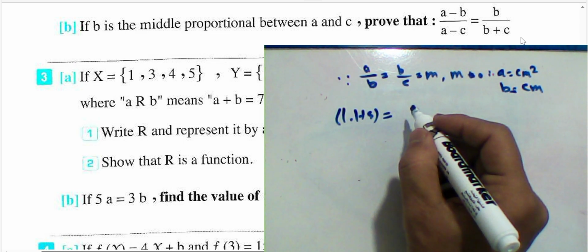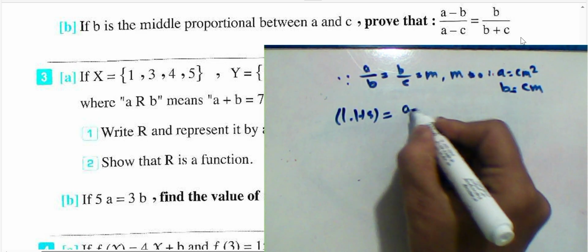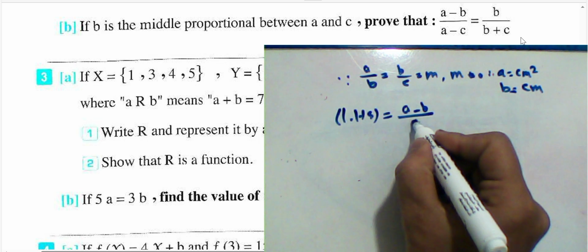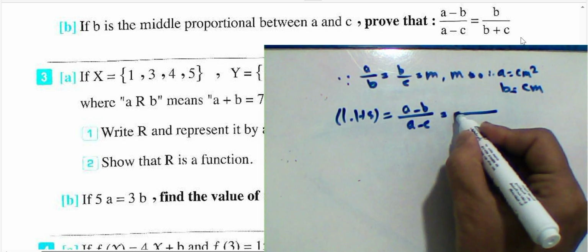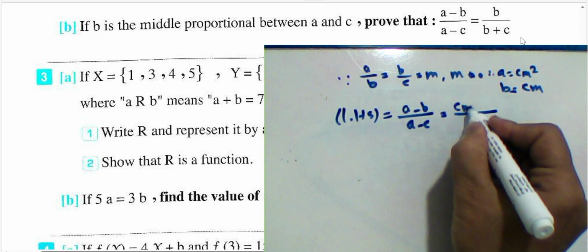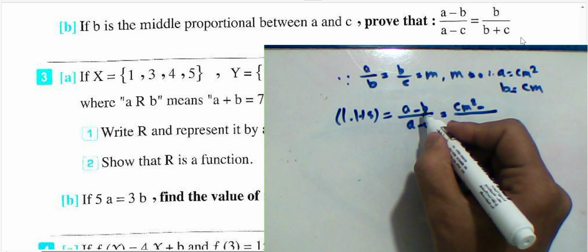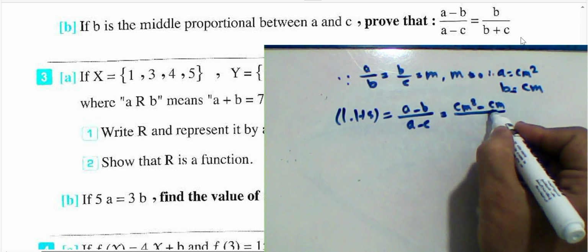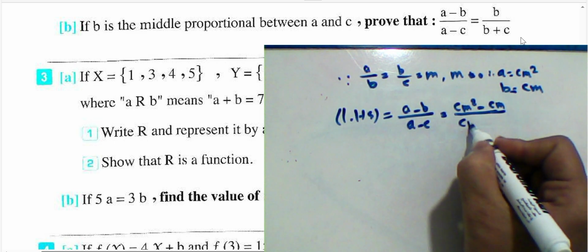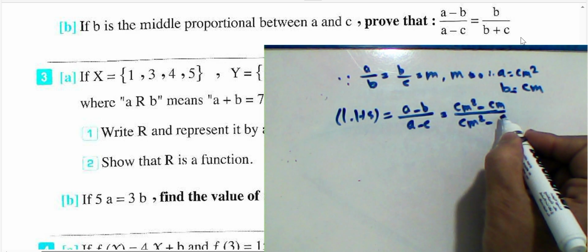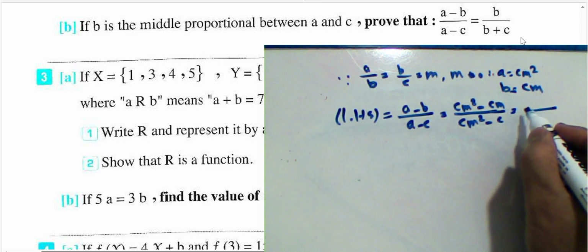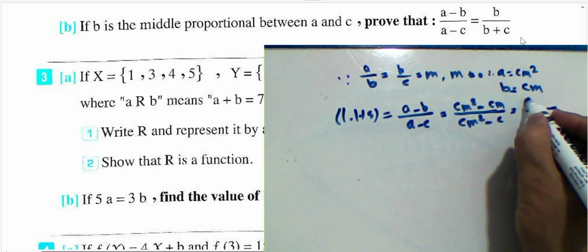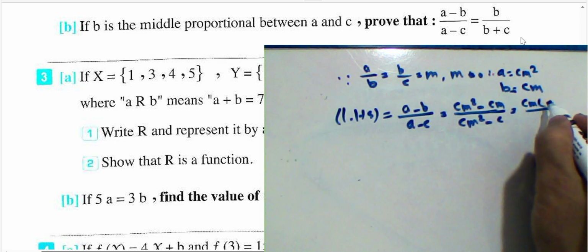The left hand side we have a minus b over a minus c. A was cm², subtract b, which equals cm, and a, which is cm², subtract c. We can take the common factor between the two terms: cm² divided by cm equals m.